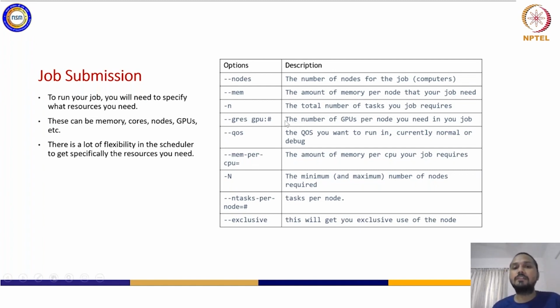You can also ask for the number of GPUs you want on that particular node. You can also define some quality of service, which we'll skip for this session. It's more towards the admin side. You can also define other parameters, such as the number of tasks you need per node, and whether you want exclusive access or you can share those resources with somebody else. There are different things that you can ask for. I'm going to show you a live demo of this so that you get an idea of how this overall thing works.